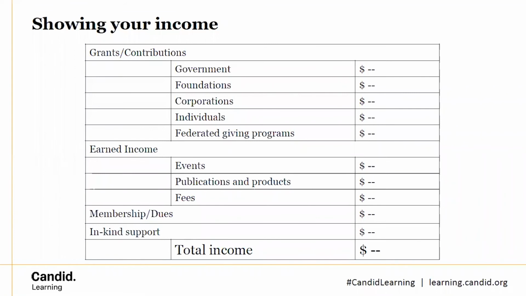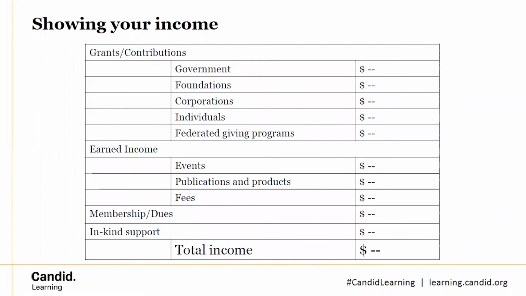Now, earned income. Earned income can include fees for services, the sales of goods. This can be tickets to an event. It can be the sale of publications or anything. If you're selling T-shirts, if you have any kind of product that is going to go to this. Entrance fees if you're a museum, fees you charge for tours or other kinds of things there.